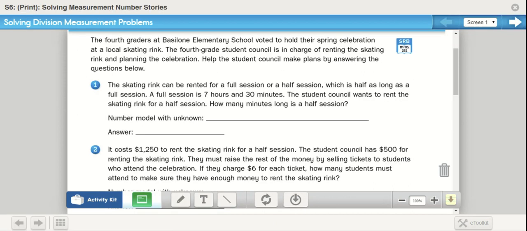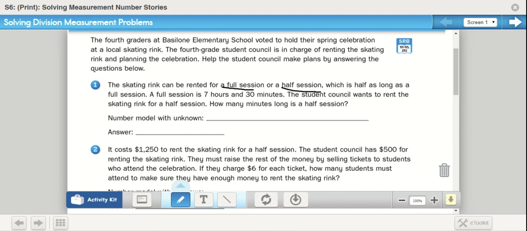So our next story problem says the fourth graders at Basilone Elementary School voted to hold their spring celebration at a local skating rink. Fourth grade student council is in charge of renting the skating rink and planning the celebration. Help the student council make plans by answering the question below. So the skating rink can be rented for a full session or a half session. A half session, which is half as long as a full session. Weird. A full session is 7 hours and 30 minutes. The student council wants to rent the skating rink for half a session. How many minutes long is half a session?